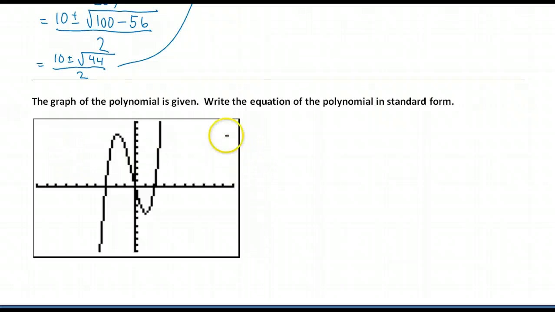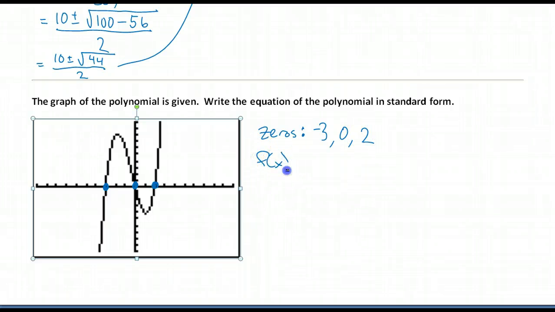Our last example, we're given the graph and we need to write the equation of the polynomial. To do that, we need to find the zeros of our graph. So I have a 0 here, and here, and here. So the zeros for this graph are at -3, 0, and 2. So to write the function, if -3 is a 0, x plus 3 is a factor, x minus 0, and x minus 2.